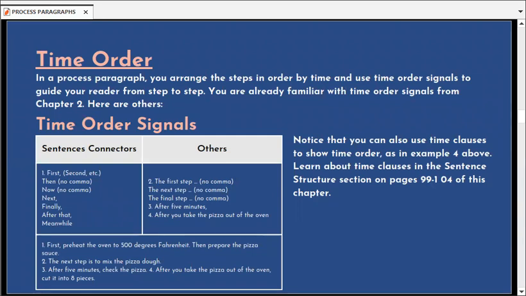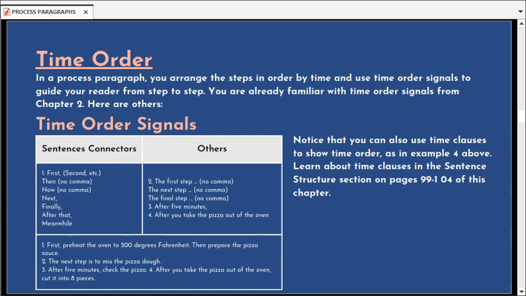Column, sentence connector. 1. First, second, third, then (no comma), next, finally, after that, meanwhile, followed by a comma. 2. The first step, the next step, the final step. 3. After 5 minutes. 4. After you take the pizza out of the oven.